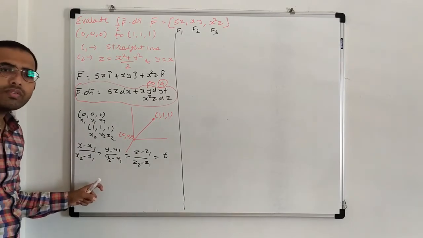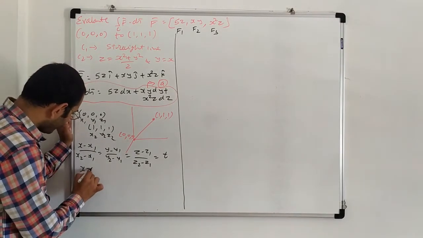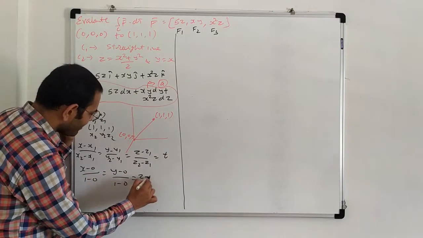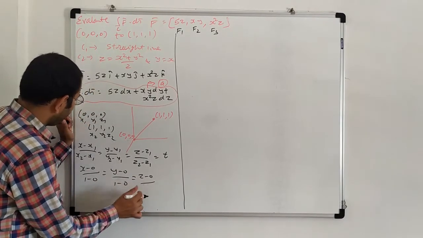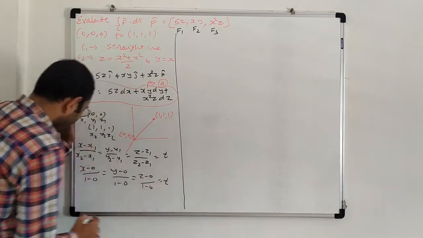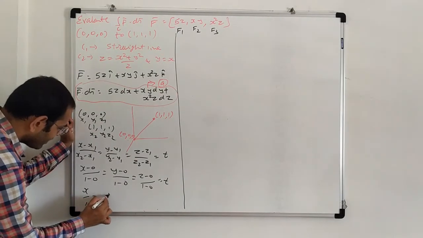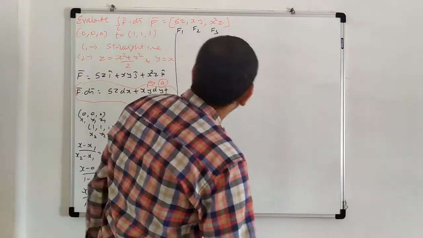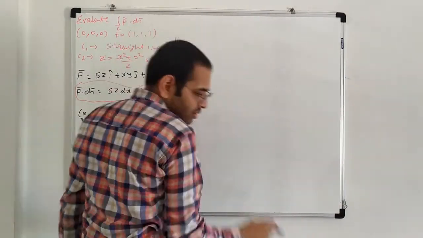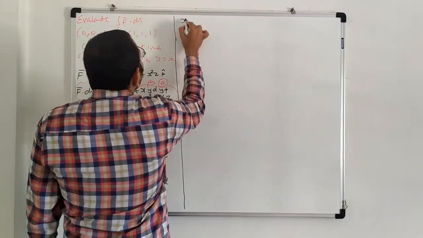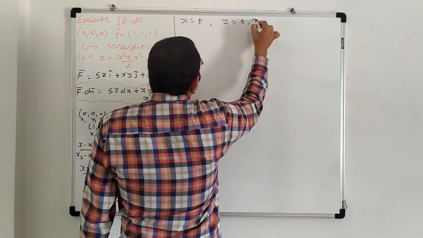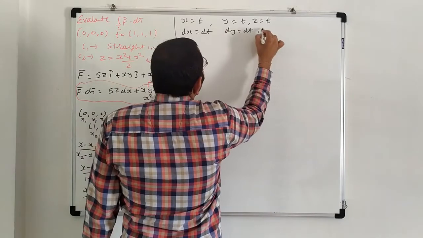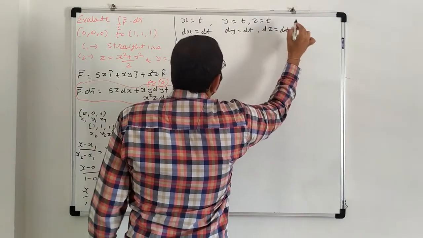Substitute these values in this equation and we get x minus 0 upon 1 minus 0, y minus 0 upon 1 minus 0, and z minus 0 upon 1 minus 0 equal to t. Then we get x by 1, y by 1, and z by 1 equal to t. Means x equal to t, y equal to t, and z equal to t. Then dx equal to dt, dy equal to dt, and dz equal to dt.